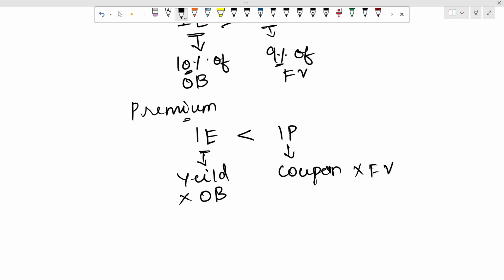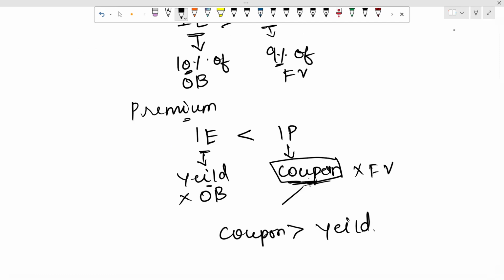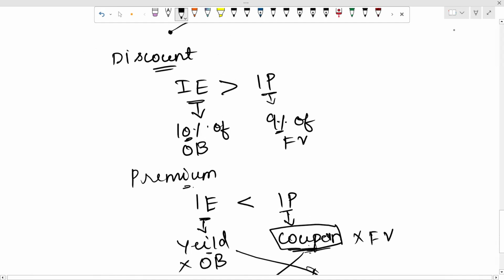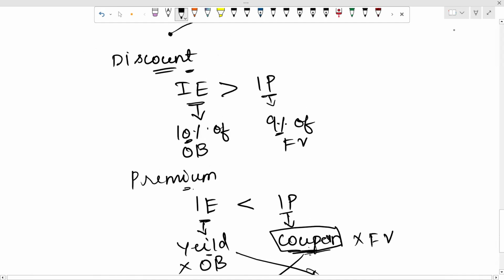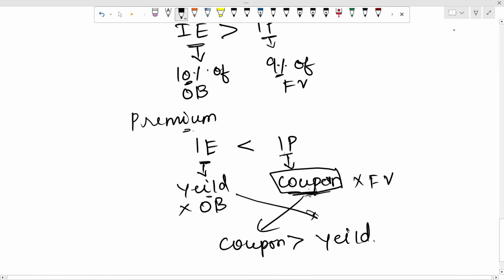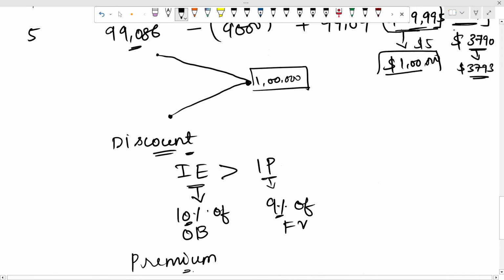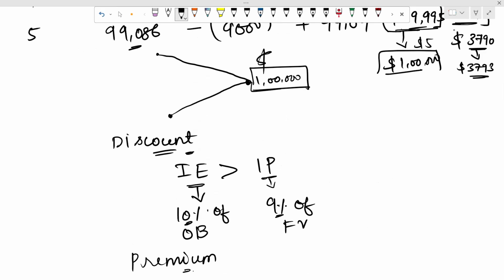So in case of premium issue, coupon is actually greater than yield. So interest payable will always be greater than interest expense because interest payable is calculated as a percentage of coupon, which is more than yield. So if bonds are issued at premium, interest payable will be greater than interest expense, and that will eventually decrease the value of the bond every year. So if bonds are issued at discount, value of the bond will increase every year. If bonds are issued at premium, then the value of the bond will decrease every year. And at the time of maturity, value of the bond will reach this 1 lakh, which is nothing but the face value of the bond. I hope it is clear.